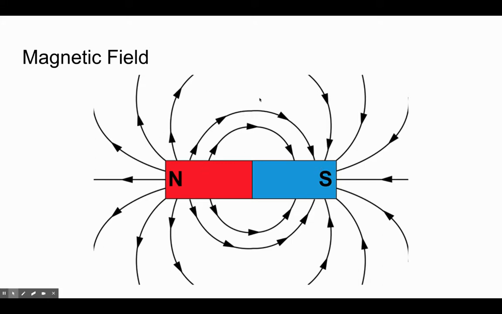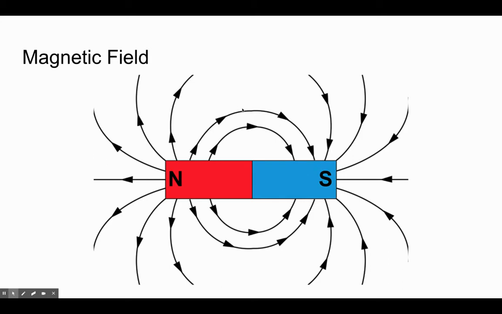Now, if we put a little compass right here in this magnetic field, what happens is that it lines up with the magnetic field. On a compass, it's going to actually point to the south end of the magnet. It's going to line up with this magnetic field. A compass has a north end and a south end as well. We know that a north is attracted to a south, and a north would be repelled by a north, and vice versa, south repelled by a south.